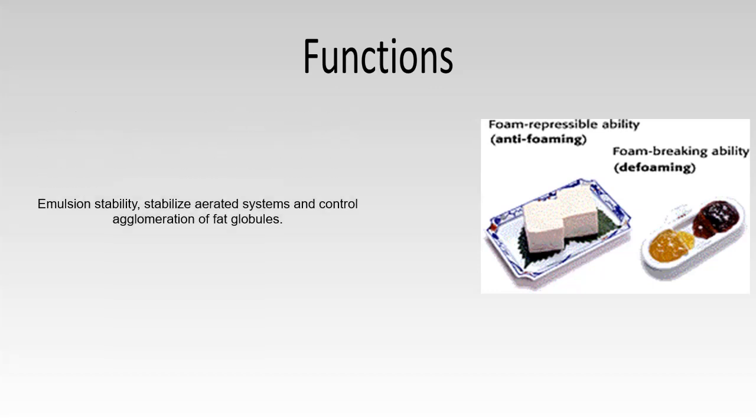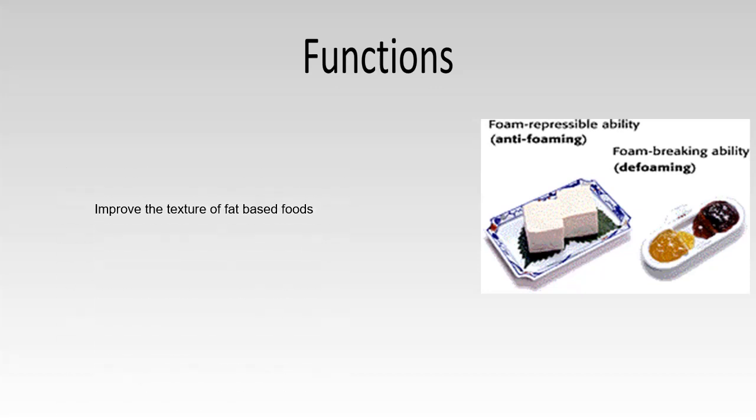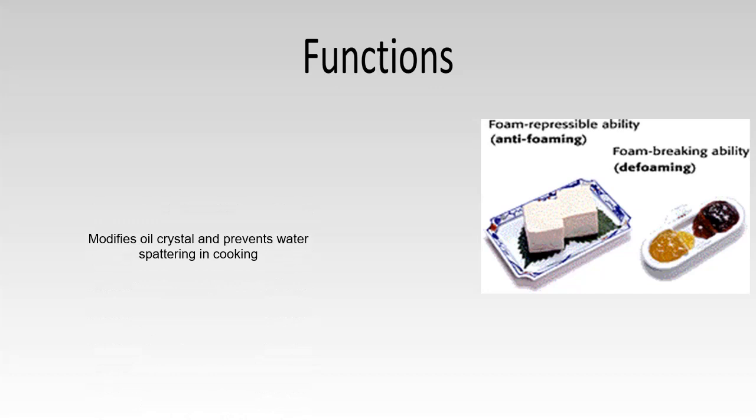To modify texture, shelf life, and rheological properties by complexing with starch and protein components. To improve the texture of fat-based foods by controlling the polymorphism of fats. Modifies oil crystal and prevents water spattering in cooking. Destroys emulsion to stabilize foam and to make smooth texture in ice cream, and keeps its shape. Reacts with proteins to make a smooth easy rising dough in bread. Acts on starch to make bread soft.